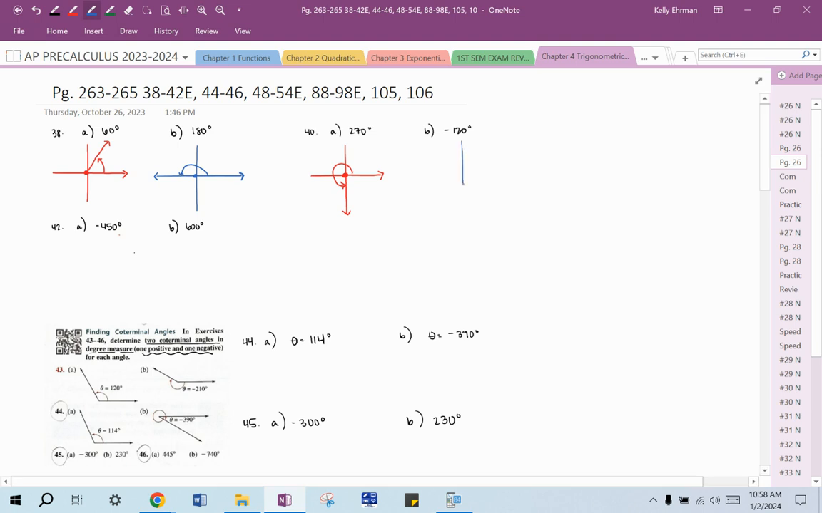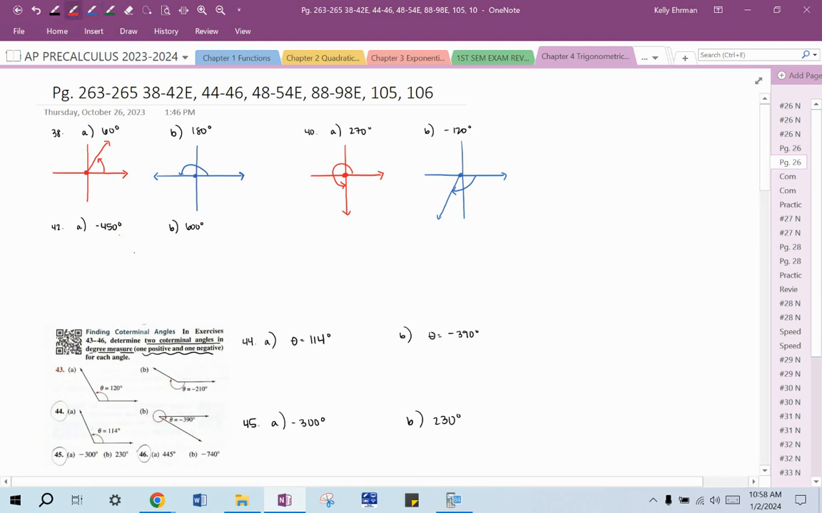Negative 120 degrees. So you can think about where 120 degrees would be, right? Positive would be in quadrant 2. So you're just doing the opposite of that. So negative 180 would be all the way down here. Negative 120 would have a terminal side something like that. And again, show your rotation. This one's in the negative direction.